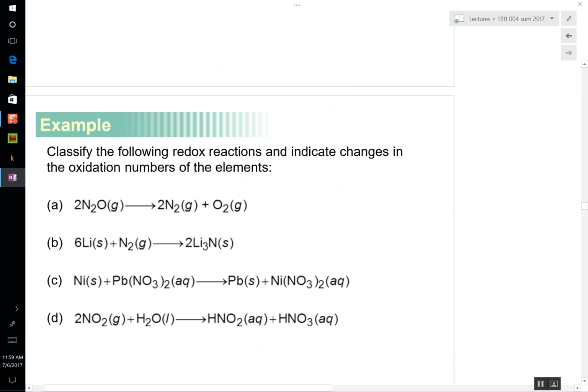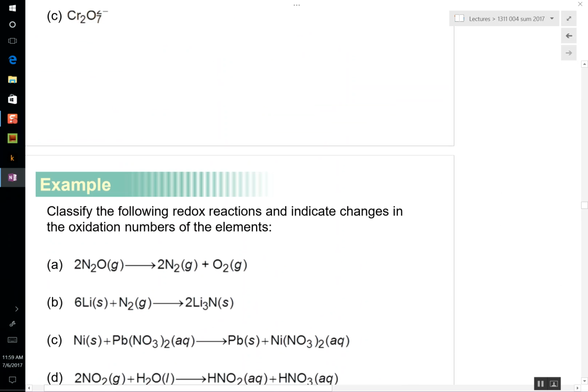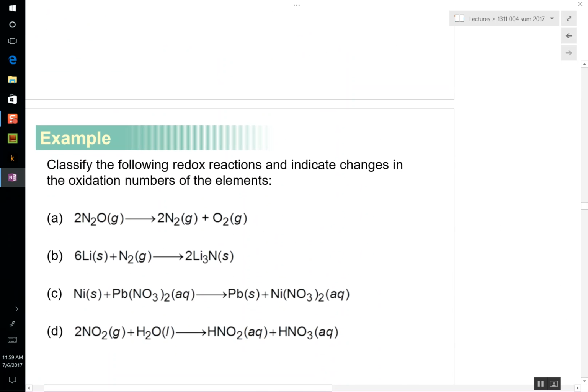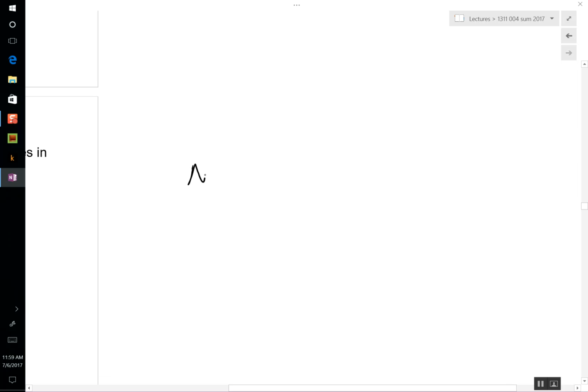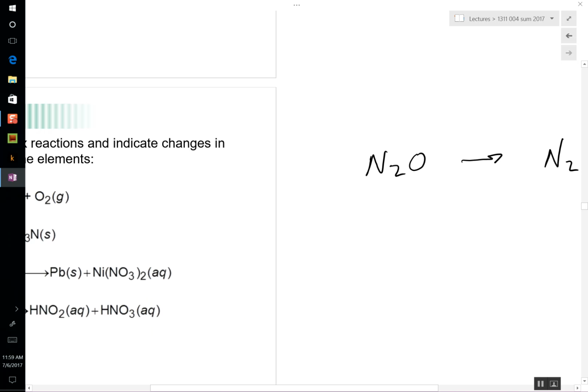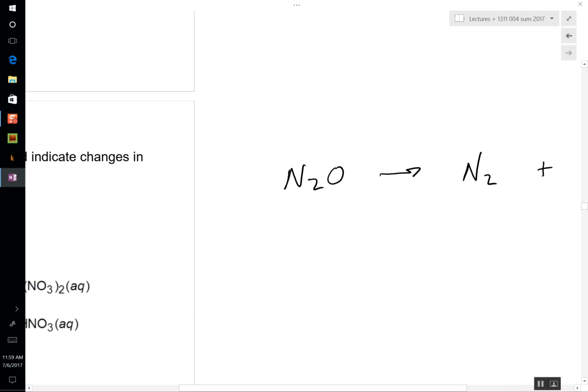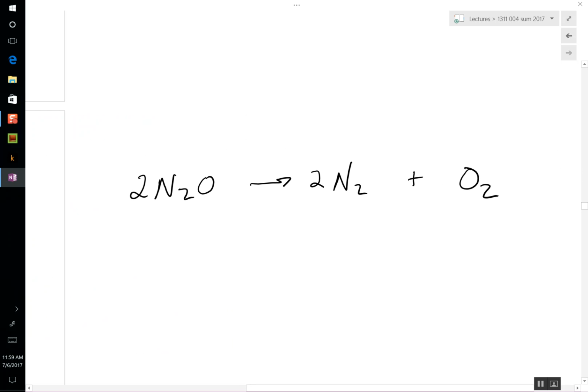All right. Let's take that N2O going to nitrogen and oxygen. N2O is decomposing into nitrogen and oxygen. And so we have 2 of these producing 2 of those and 1 of those. Okay, what's the oxidation number of the nitrogen, the N2?